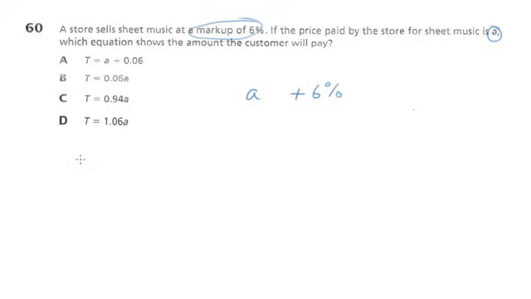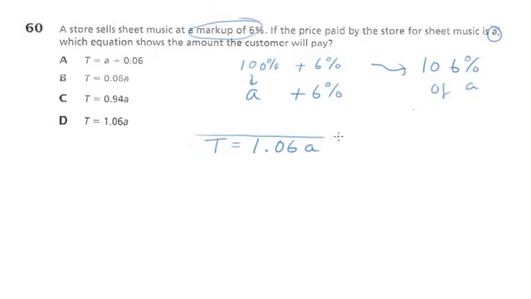Now, I see that they're using T here, so T is the total amount that the customer is going to pay. Now, A on its own, if we think of what percent A is, well, A is 100%, and we're trying to add 6%. So really what we're trying to do is find which equation is the same as 106% of A. So 106% can be written as 1.06, and then A goes right next to it. So our answer is T equals 1.06A, so D is our answer.